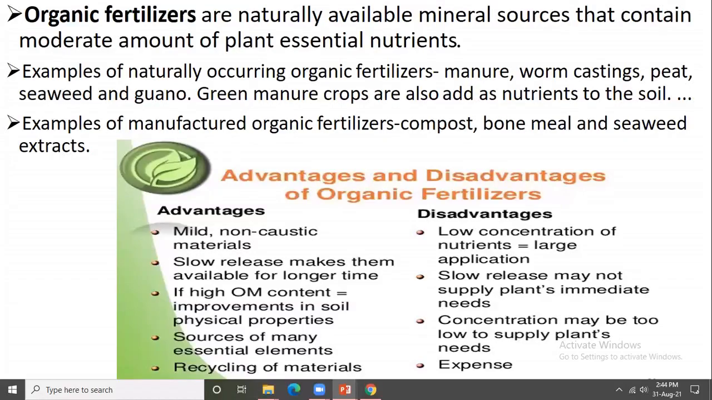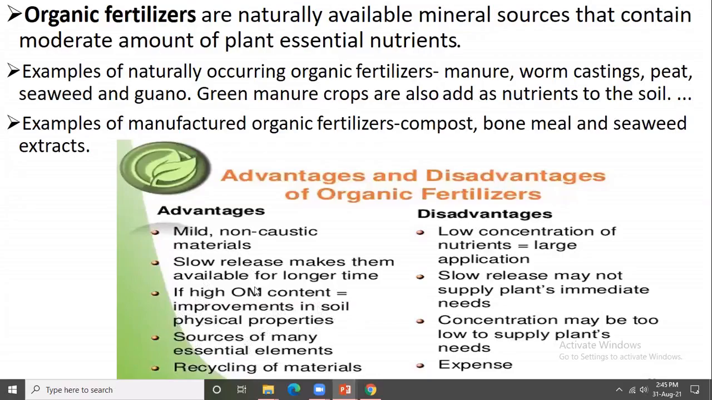Advantages and disadvantages of organic fertilizer. Advantages: mild and non-caustic materials, and slow release makes the nutrients available for a longer time. Nutrient release time is long; the nutrients are released very slowly, so we can use it over a longer period. But inorganic fertilizer releases nutrients quickly. That is the difference. It also has high organic matter content, which improves soil physical properties.